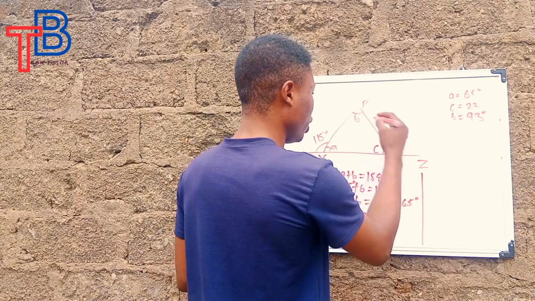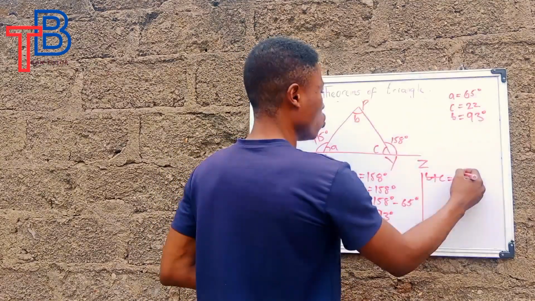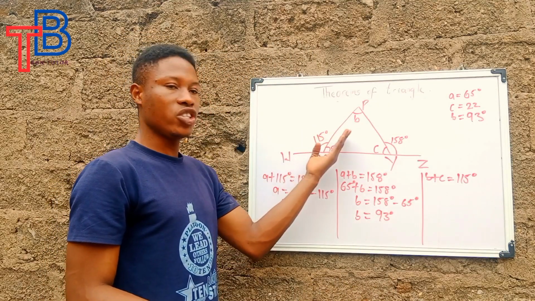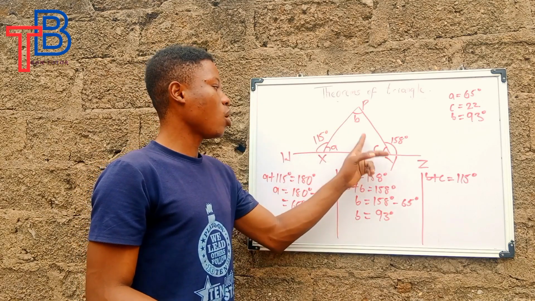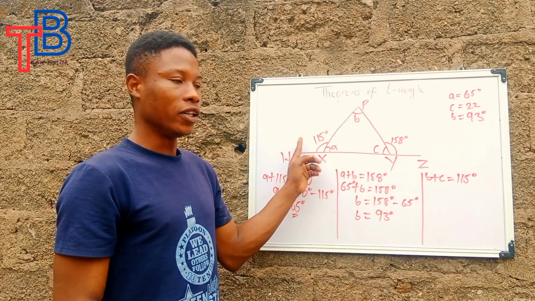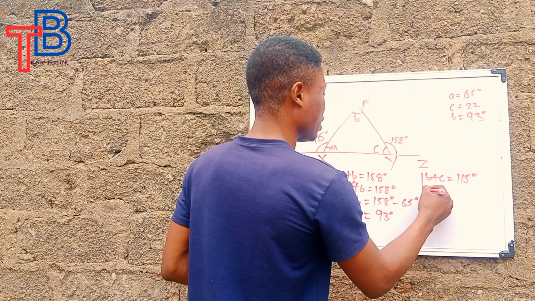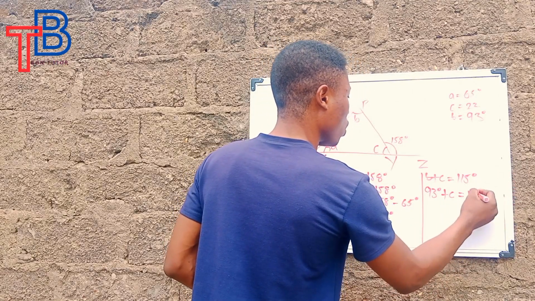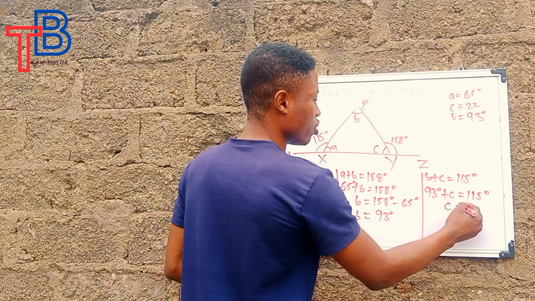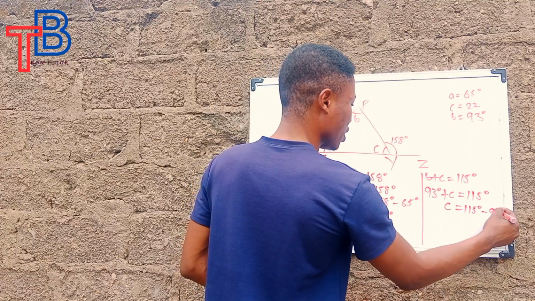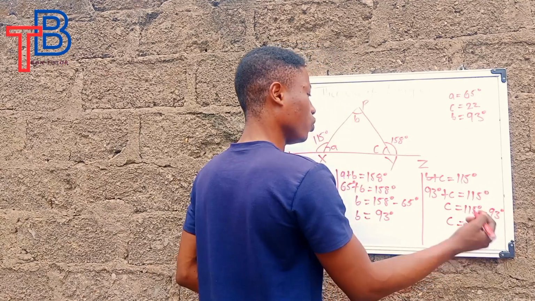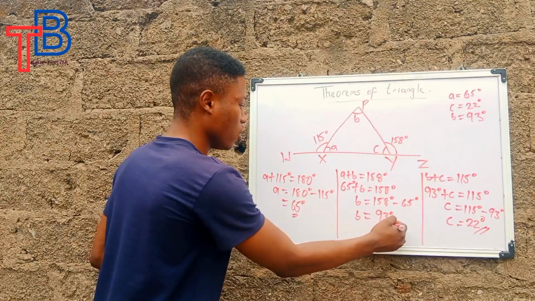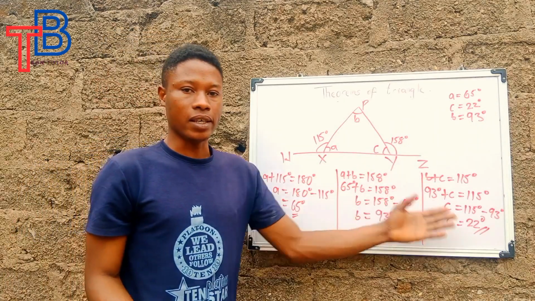Reason being that your B plus C equals 115 degrees, because B and C are the two opposite interior angles to the exterior angle here, and the sum of the two must give you 115. Recall that your B is 93 degrees, plus your C, and you have 115 degrees. So you end up having your C equals 115 degrees minus 93 degrees, and your C equals what? Yes, 22 degrees.